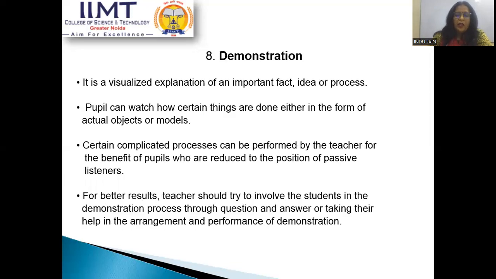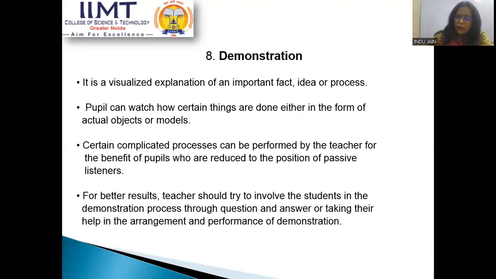Further, at the next level, the 8th level, we can see the demonstration. Demonstrations are a more concrete experience than the previous 7 levels which we have discussed. It is a visualized explanation of an important fact, idea, or process. Through demonstration, pupils can watch how certain things are done, either with actual objects or models.